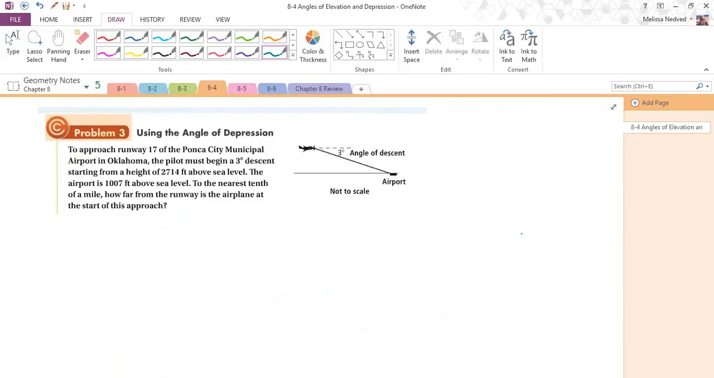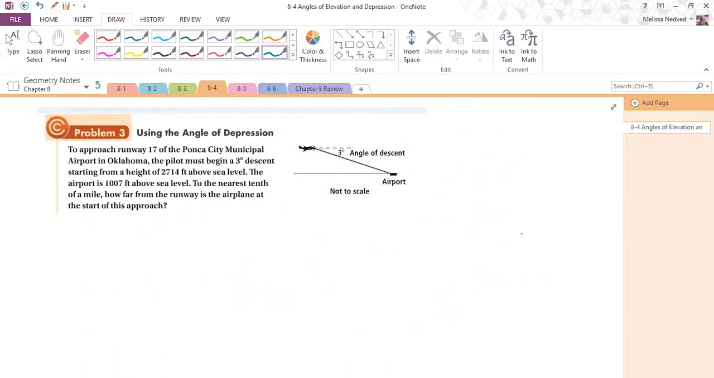It says to approach runway 17 of the Panoka City Municipal Airport in Oklahoma, the pilot must begin at a 3-degree descent, starting from a height of 2,714 feet above sea level. The airport is 1,007 feet above sea level. To the nearest tenth of a mile, how far from the runway is the airplane at the start of the approach?